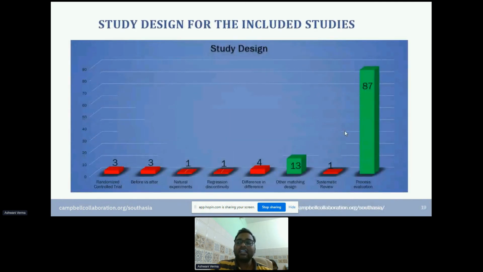This chart tells you about the study designs that are mainly included. As I said, 87 studies are process evaluations, which is the highest number. But if you look at the particular study designs, there are only 3 RCTs, which are part of the impact evaluation, only 3 before-and-after studies, and 1 study each for natural experiment and regression discontinuity, and only 1 systematic review. The other matching designs include more quasi-experimental study designs as well, which gives us 13 in that sense.